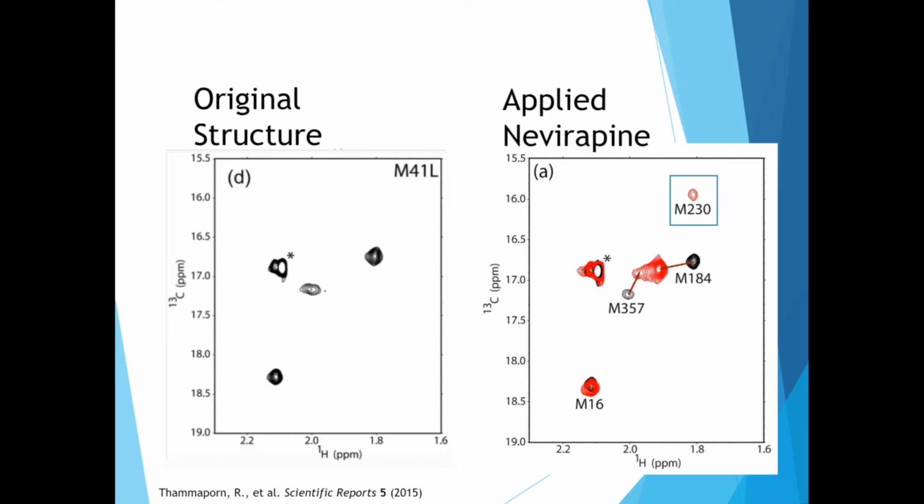They first measured the original reverse transcriptase two-dimensional NMR spectrum, which is shown on the left. Then they added nevirapine and measured the spectrum again, and some of the amino acids had shifted on the spectrum, which is likely due to binding. Also, they found that some amino acids, like M230 in this case, are made soluble after nevirapine is applied.